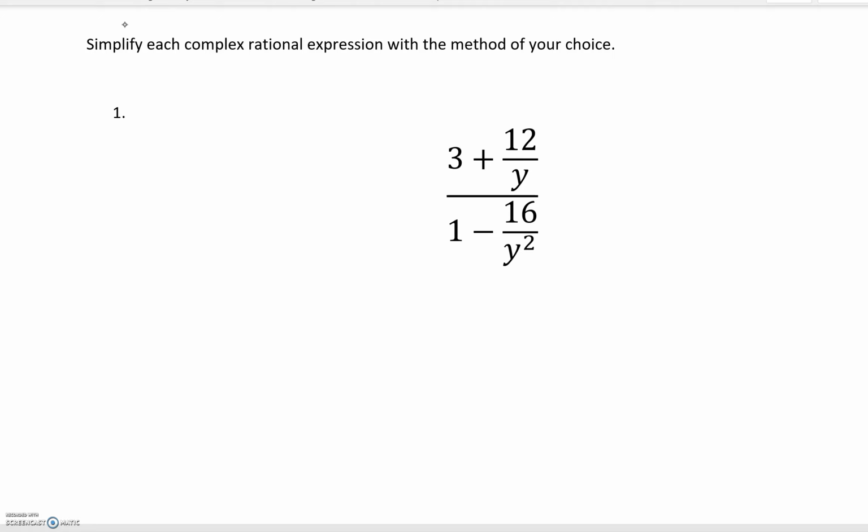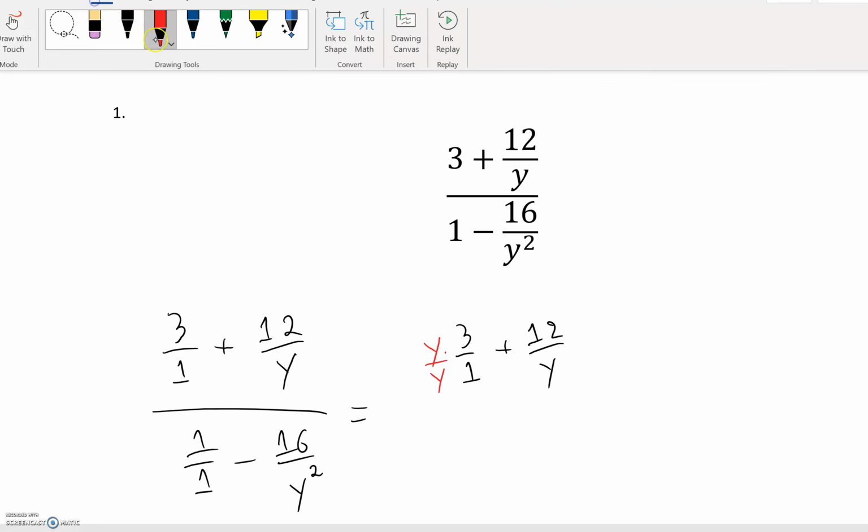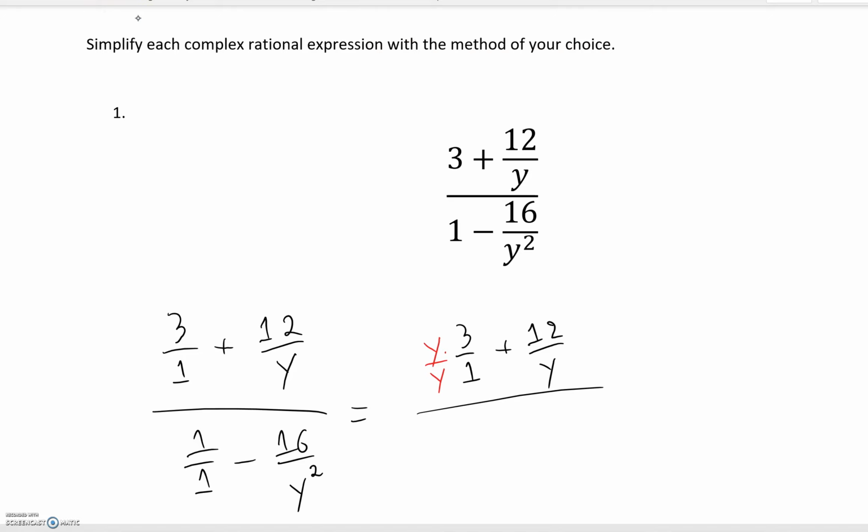So for this problem, you have 3 plus 12 over y divided by 1 minus 16 over y squared. So I'm going to rewrite everything so that I have fractions here. Look at the numerator. The LCD of the numerator is just y. So I need to take that first one and multiply by y over y on that first fraction. If I look at the denominator, it has an LCD of y squared.